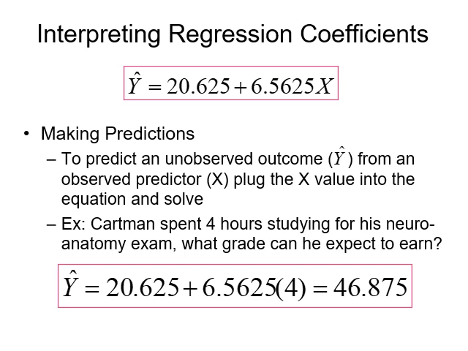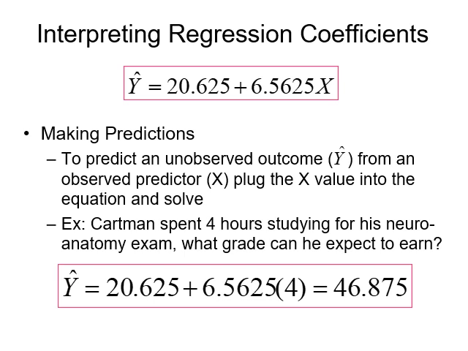And again, we have the ability to additionally make predictions. To predict an unobserved score, a predicted y prime from an observed predictor x, we simply plug the x value into the equation and solve. So for example, if Cartman spent 4 hours studying for his exam, neuroanatomy, what grade would we expect him to earn?